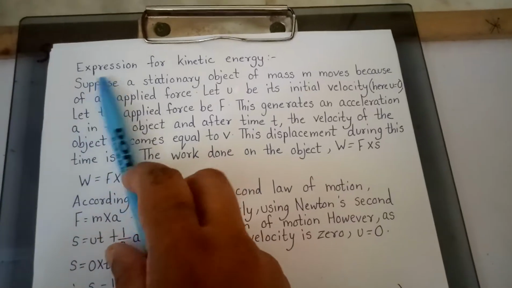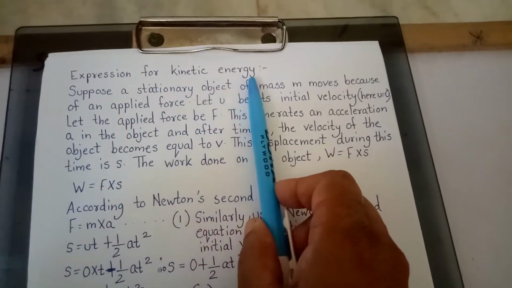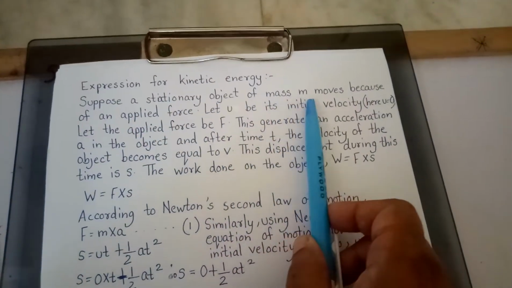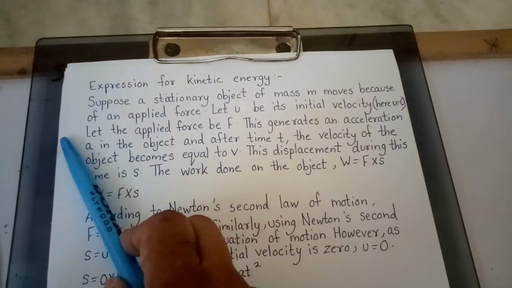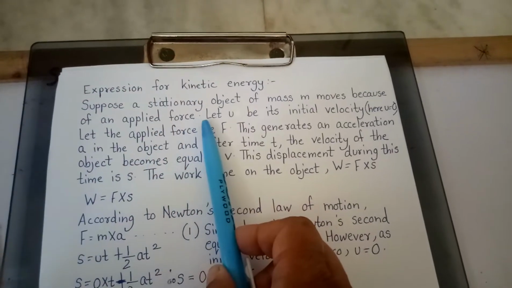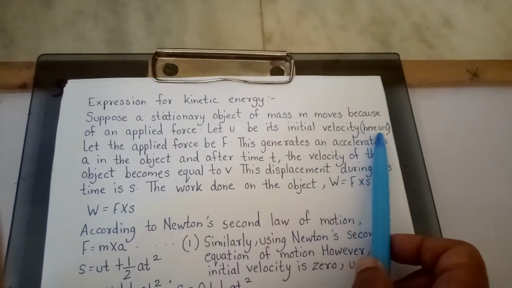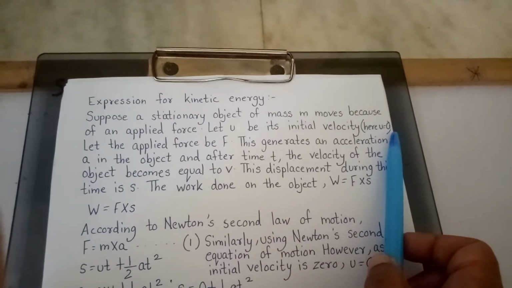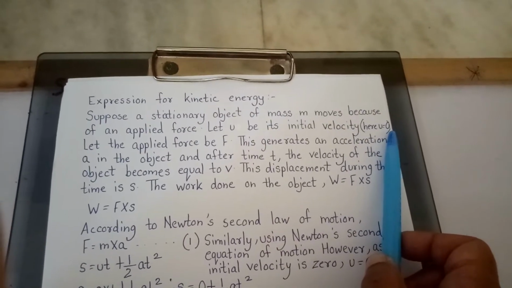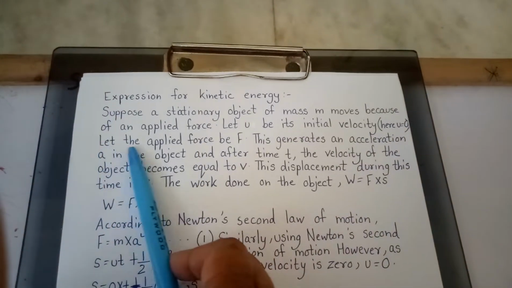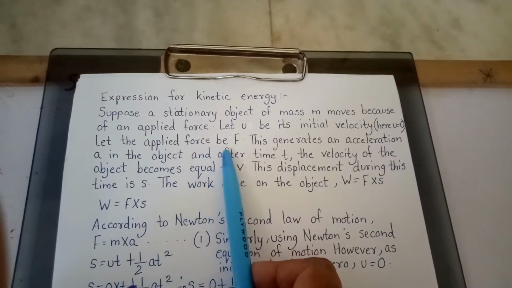Students, let us learn the expression for kinetic energy. Suppose a stationary object of mass m moves because of an applied force. Let u be its initial velocity. Here u is 0. Why? Because it is the starting velocity. So u is 0. Let the applied force be F.